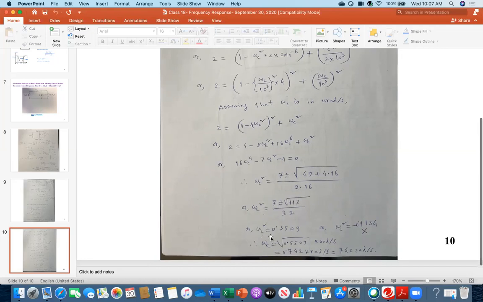And then omega c squared has two values. One value is 0.5509, the other value is negative. But omega c squared cannot be negative, so this is not my solution. Finally, I got omega c is 742 radian per second, or 0.742 kiloradian per second. So everybody, do you understand? Yes. This is just a long calculation.